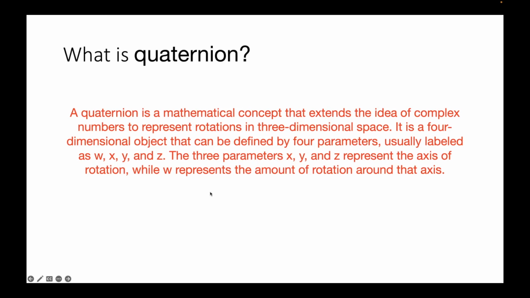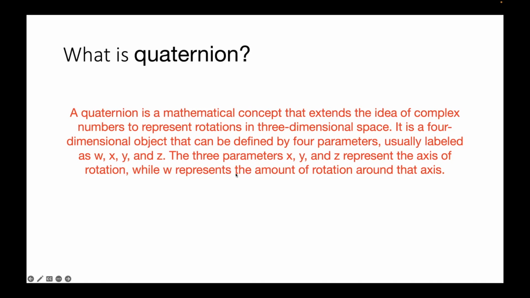So what is W? What is X? What is Y? What is Z? You already know that you're familiar with X, Y axis and Z axis. So 3 parameters in 3-dimensional, we need X, Y, Z to represent the axis of rotation, and W represents the amount of rotation around the axis.